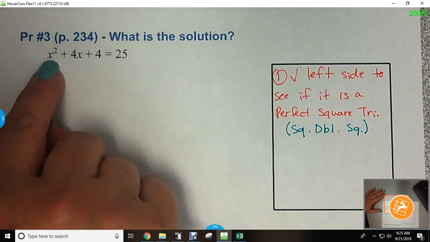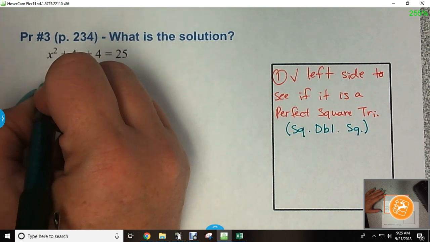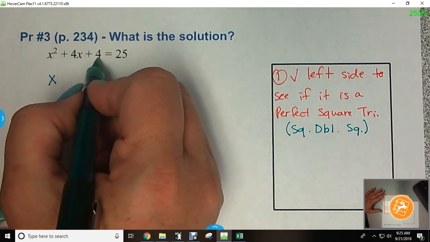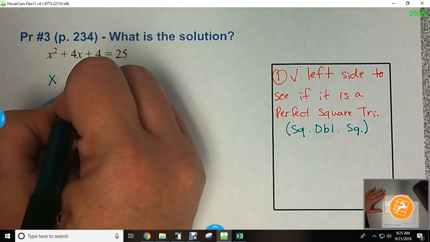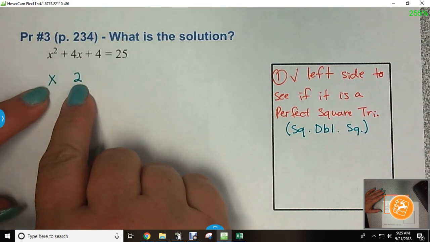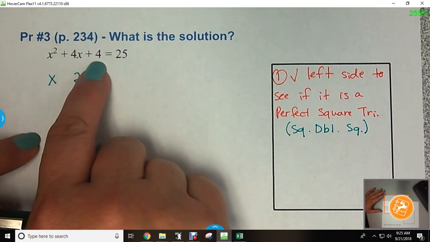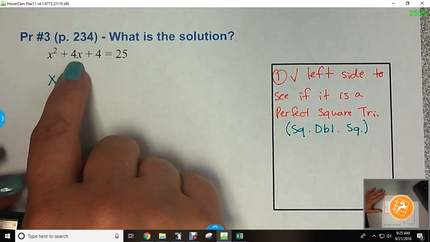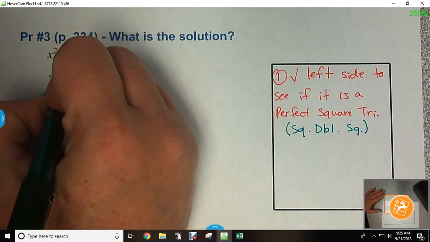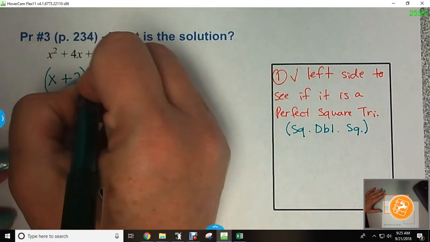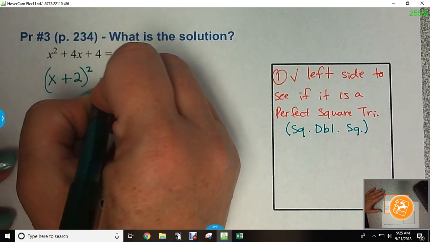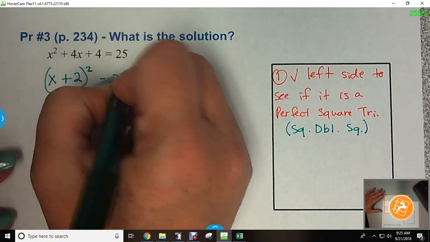So I can take the square root of x squared. It will give me x. The square root of 4 gives me 2. If I multiply those together, I get 2x, doubled is 4x. So this is a square double square. Since my middle term is positive, I put a plus here, parentheses, and a square, and just bring down my 25.